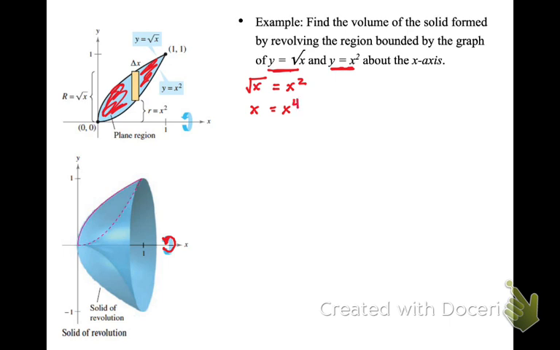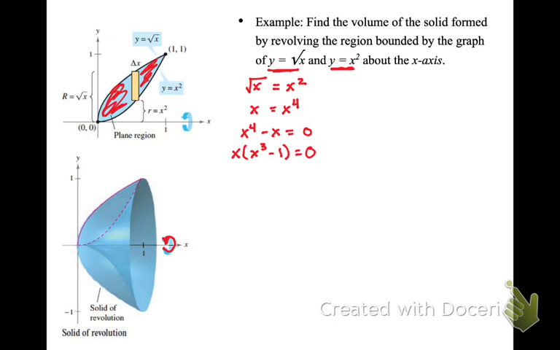Then set it equal to 0. So I have x to the fourth minus x equals 0. Then I factor out an x, so I have x times the quantity x cubed minus 1 equals 0. And I set both of those things equal to what? To 0.